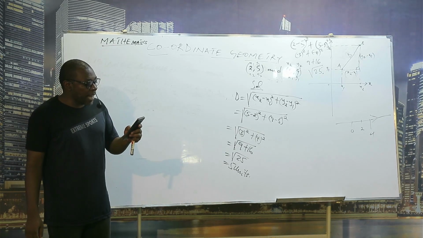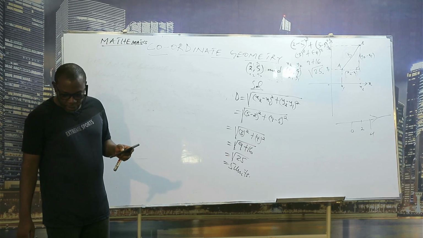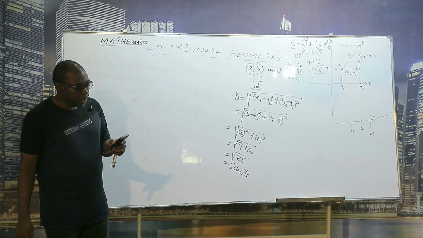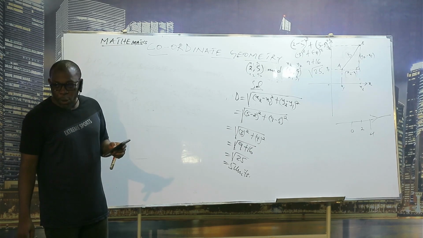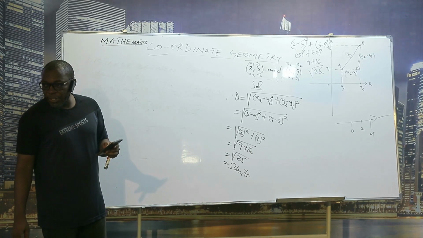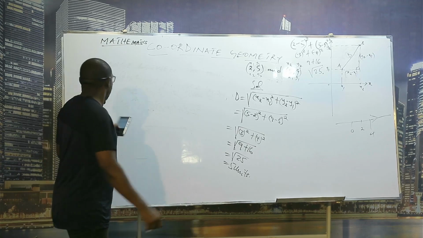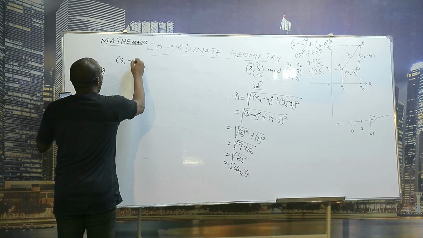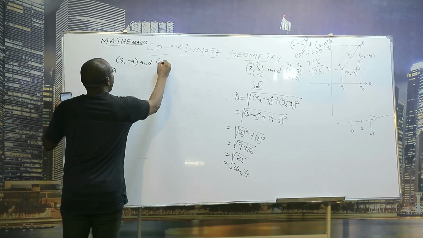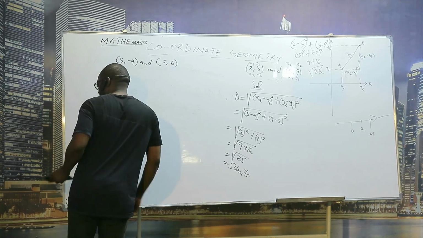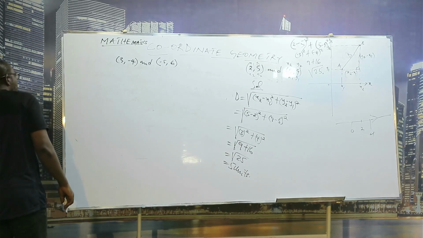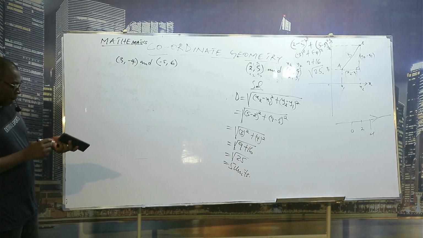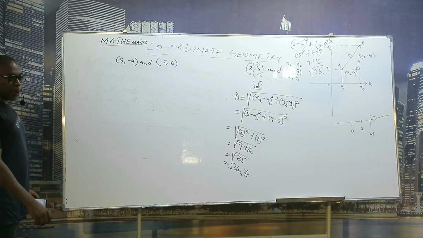Okay. Find the distance between the 2 points. Next question. Find the distance between the 2 points. Please, let's be fast so that we can achieve a lot today. Find the distance between the 2 points (3, -4) and (-5, 6).